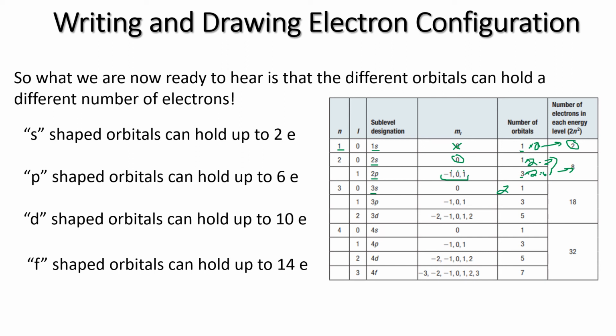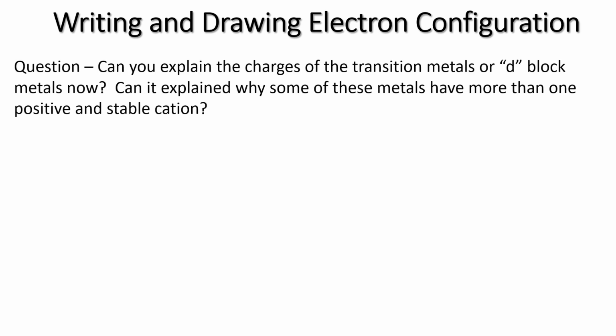So we can fit 2 electrons in that one. We've got the 3p with its 3 different orientations. We can fit 6 in there. And then the 3d can fit up to 10. And you add those numbers up, and they equal 18. And then you can do the same thing here. And these are all doubled, and that adds up to 32. All those numbers added up. And then there's kind of a general equation to do it if you sort of forget. So there you go. Can you explain the charges of the transition metals or the d block metals now?